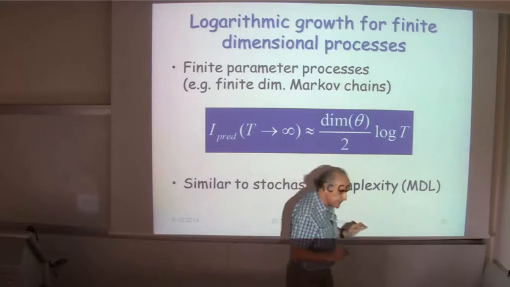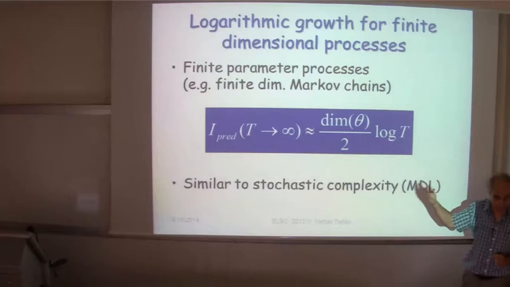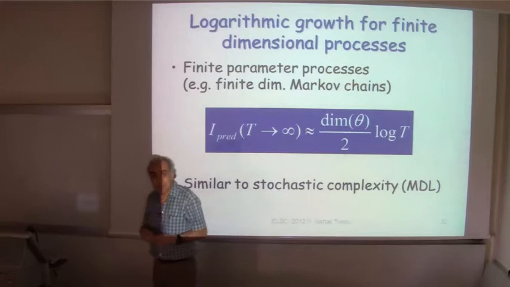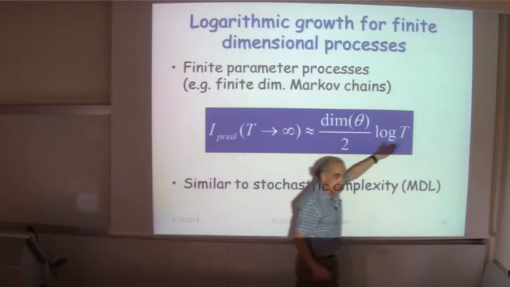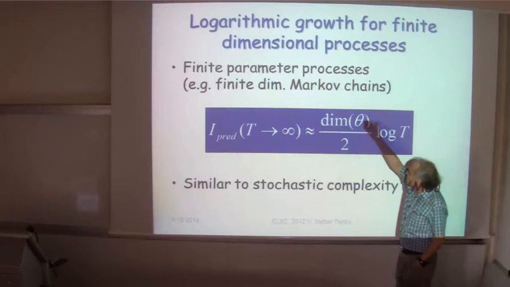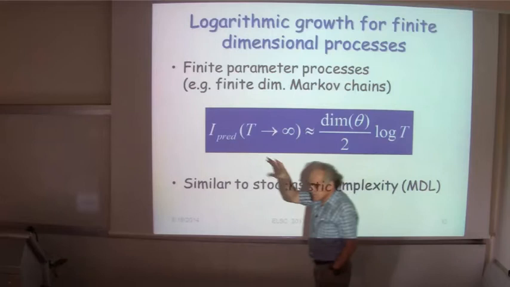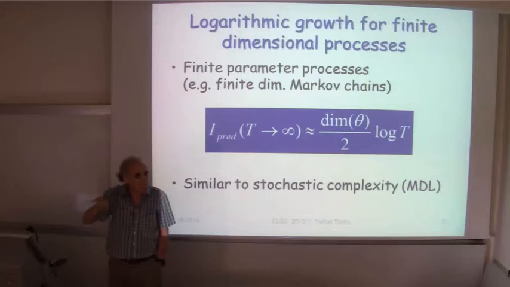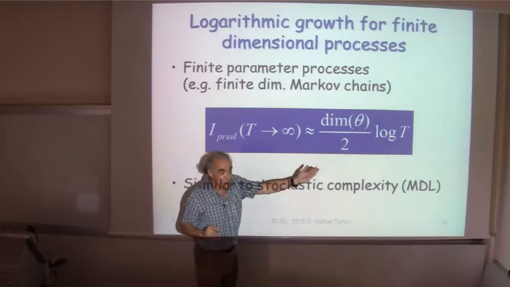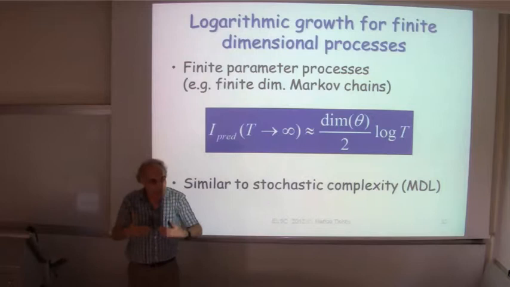For example, a Markov chain with a finite number of states, or any finite parameter stochastic process, will have a scaling law. This predictive information will scale logarithmically with time, which is very, very slow. The prefactor is essentially the dimensionality of the process over two, and many of you should recognize this term as the stochastic complexity, or the minimum description length, or many other names where this appears. Essentially, all the information between the past and the future is passing through the description of the parameters. If I give you the parameters, the two things are independent.